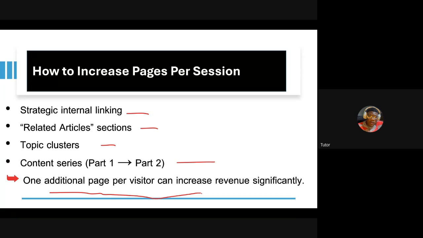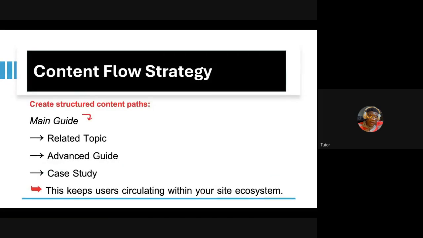Meaning that when a visitor visits any page of your website, and from there jumps to another page, it is going to contribute to your earning. Now, content flow strategy. How you should structure your content so that you increase your page per session time. Now, the main guide, make sure that you put out the related topics, advanced guide, case study, and this keeps users circulating within your site ecosystem.